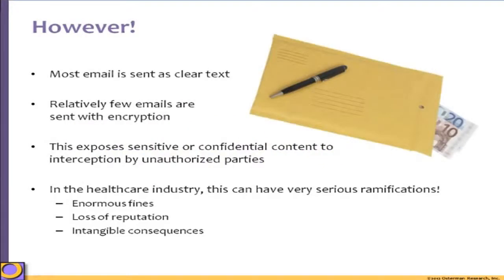The bottom line, though, and one of the fundamental problems with email, is that most email is sent as clear text. Most organizations don't encrypt email. Even in the healthcare industry, a lot of organizations don't yet encrypt email, at least for non-critical communications. And that creates the real problem that sensitive or confidential content of some kind could be intercepted by unauthorized parties. And as we'll get into here in just a moment, that can have very serious ramifications in the healthcare industry.